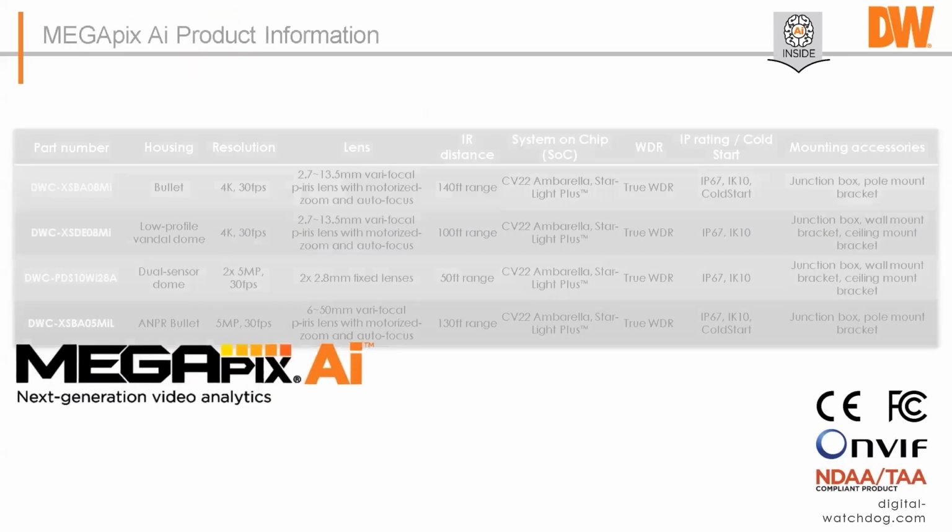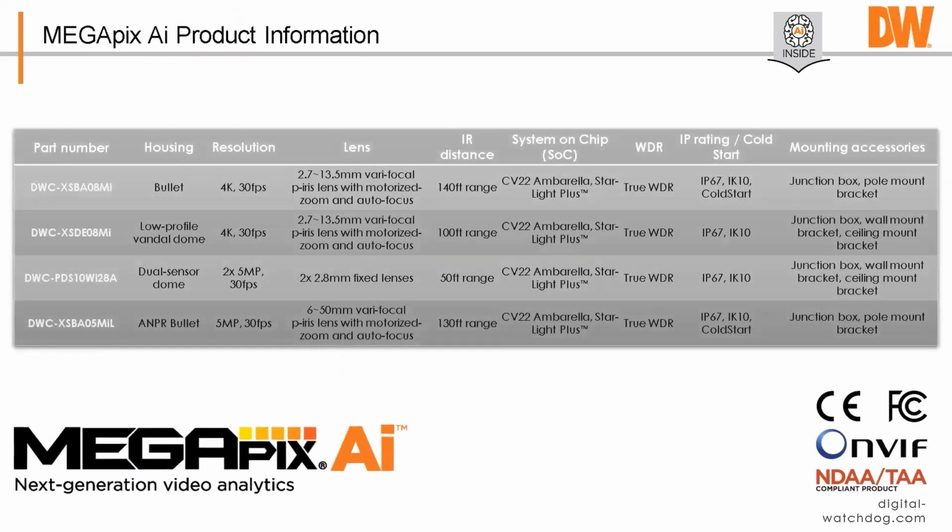So the current ones we're going to release are a bullet camera that's 4K, a Vandal Dome that's 4K, the 10 megapixel or 2.5 megapixel dual sensor cameras, and then the LPR bullet that's 5 megapixel. We're using, if you notice, an Ambarella chip, which is a US made product. They're all IP67, which is ingress protection. So very little water can get into them.